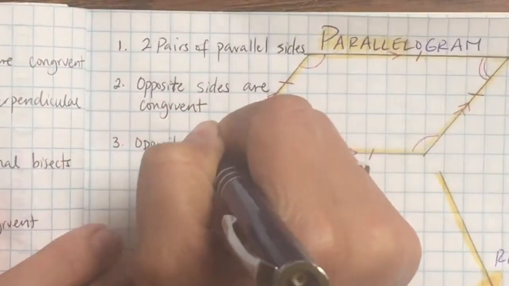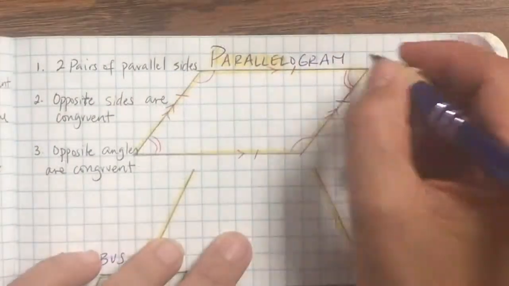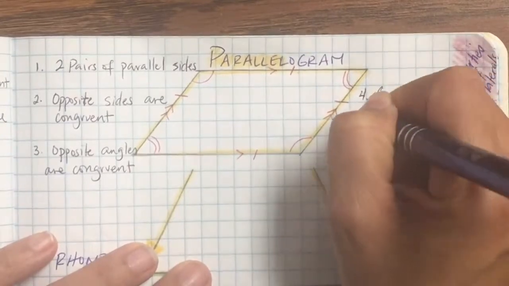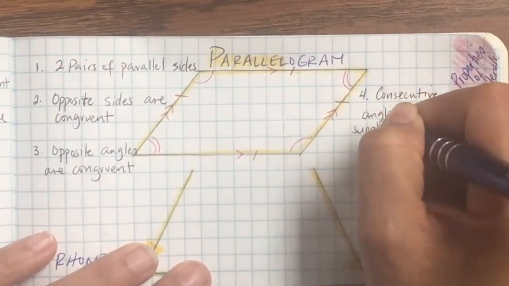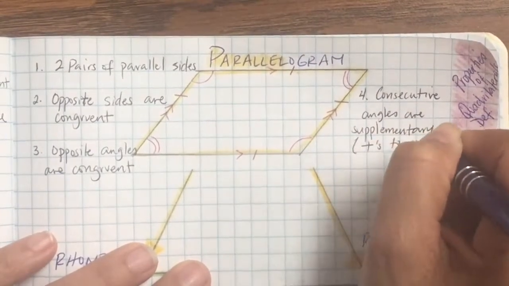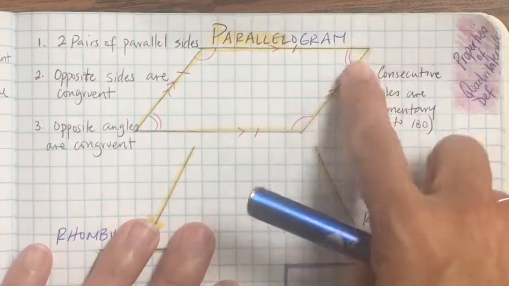Because one's acute and one's obtuse. Oh, look at that. That's another one then. That's going to be consecutive angles are supplementary, meaning they add up to 180. Meaning the angles right next to each other on the same parallel line add up to 180. And that makes sense because they're, what do we call that? Interior, same side.